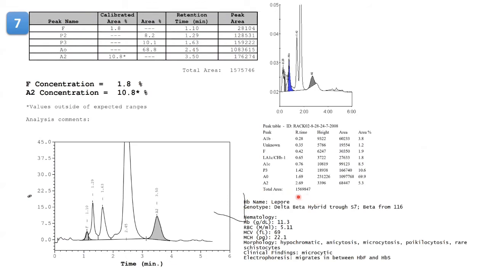Another silent hemoglobin variant which presents with microcytic hypochromic indices without major anemia is hemoglobin Lepore. So again, I have put both the outputs of D10 and the Variant 2 to show you the difference. So hemoglobin Lepore is another hemoglobin variant which co-elutes with A2, causing difficulties in interpretation. So you can see here also this co-eluting with A2.